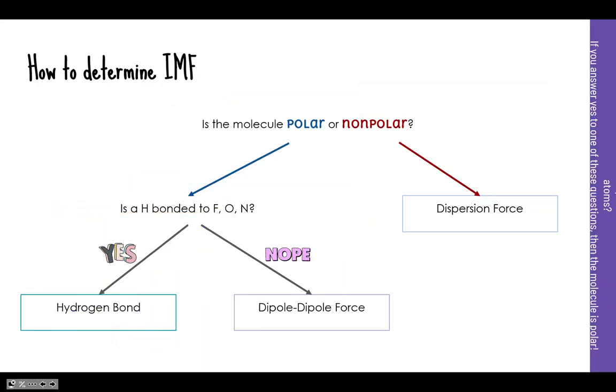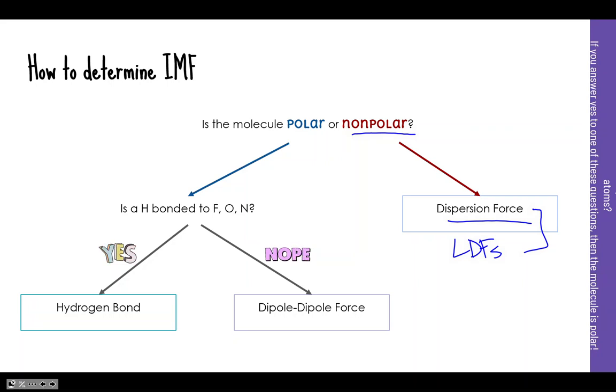All right, so we have this nice flow chart for you. The flow chart shows you the first thing you should ask yourself: is it polar or nonpolar? If it is nonpolar, the only thing it can have is dispersion force, or LDFs. This is the only thing it's going to have.